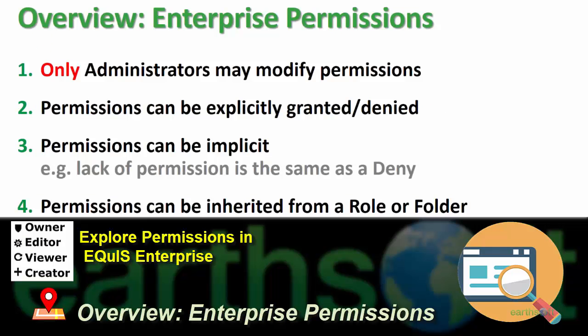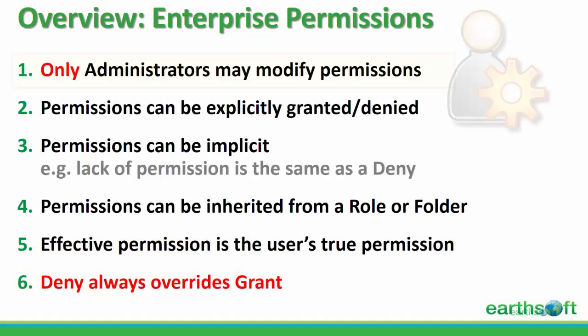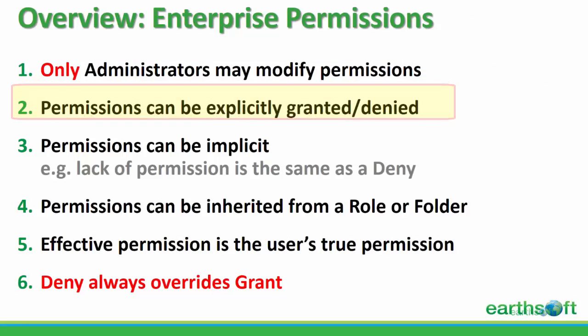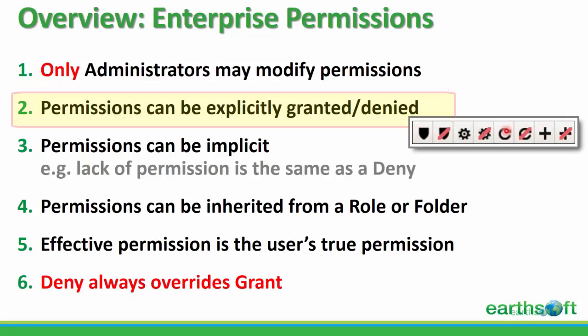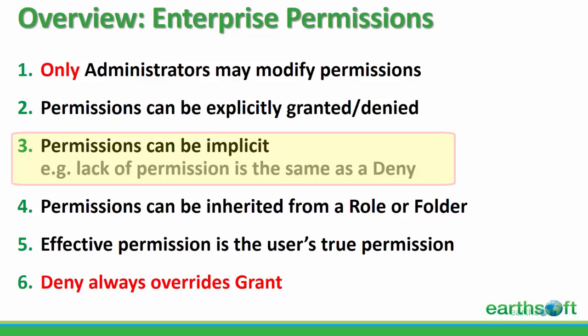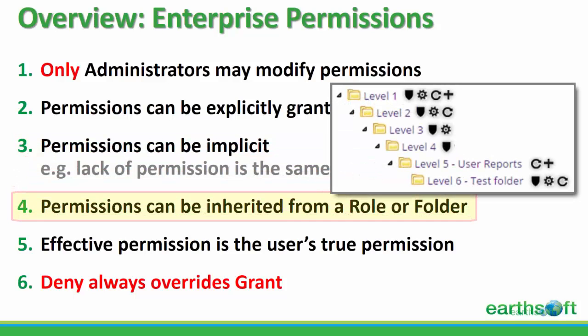First is the overview of enterprise permissions. As most of you might know, only administrators can modify the permissions for users or roles. Permissions can be explicitly granted or denied, and permissions can be implicit, which can be inherited from a role. And lack of permissions is the same as deny, which means, let's say you don't have permissions to a specific facility, that would just mean that you don't have access to do anything in that facility.